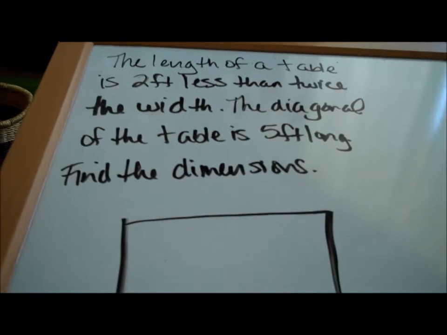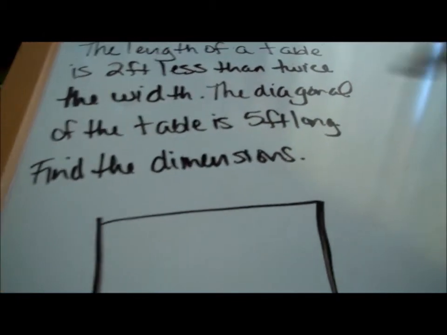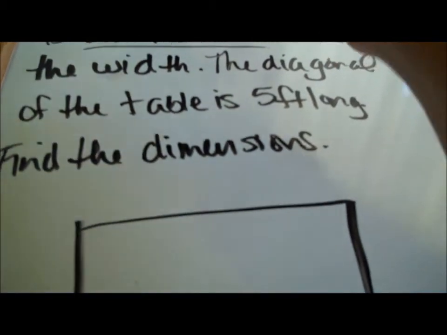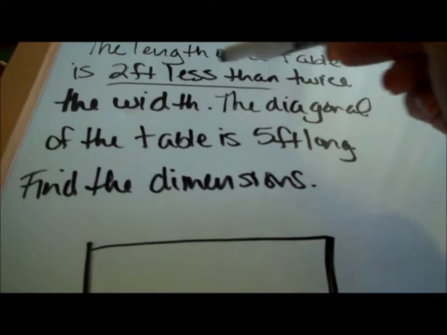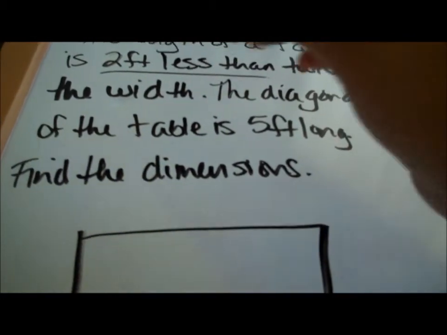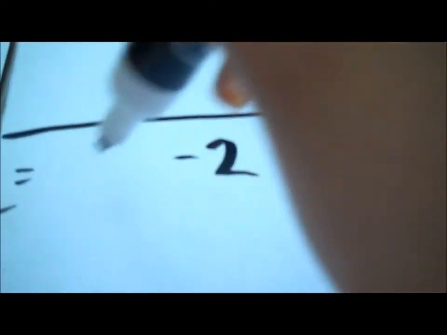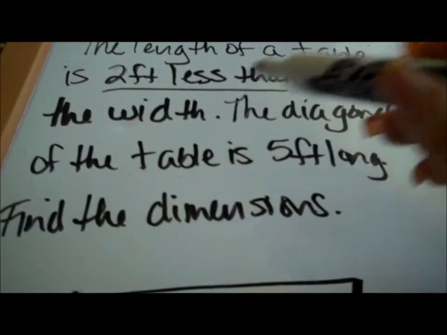It says the length of a table is 2 feet less than, meaning that this 2 feet needs to go last. So that means that the length is minus 2 at the end, not 2 minus. It's minus 2. So 2 feet less than, this needs to go last. That's why I have the minus 2 here. So length equals something minus 2. It is less than twice the width.